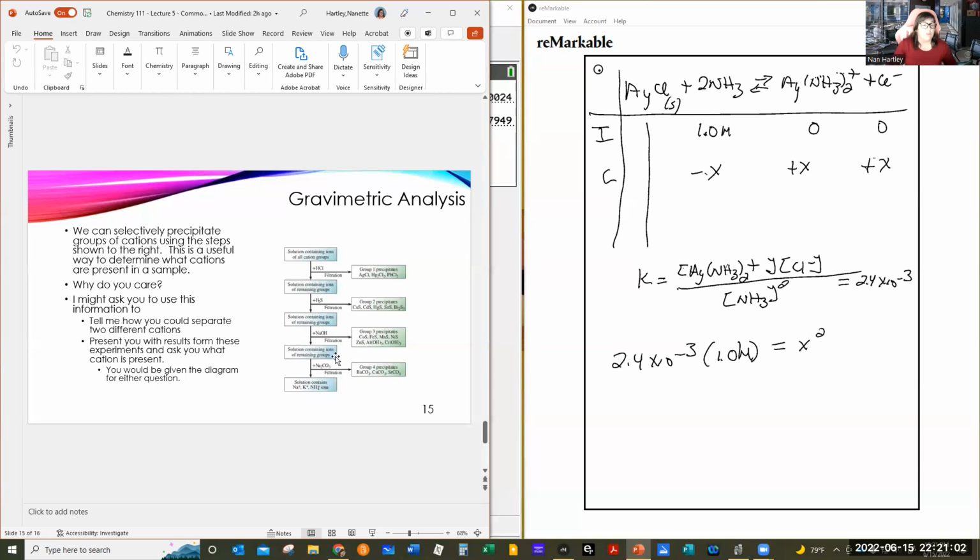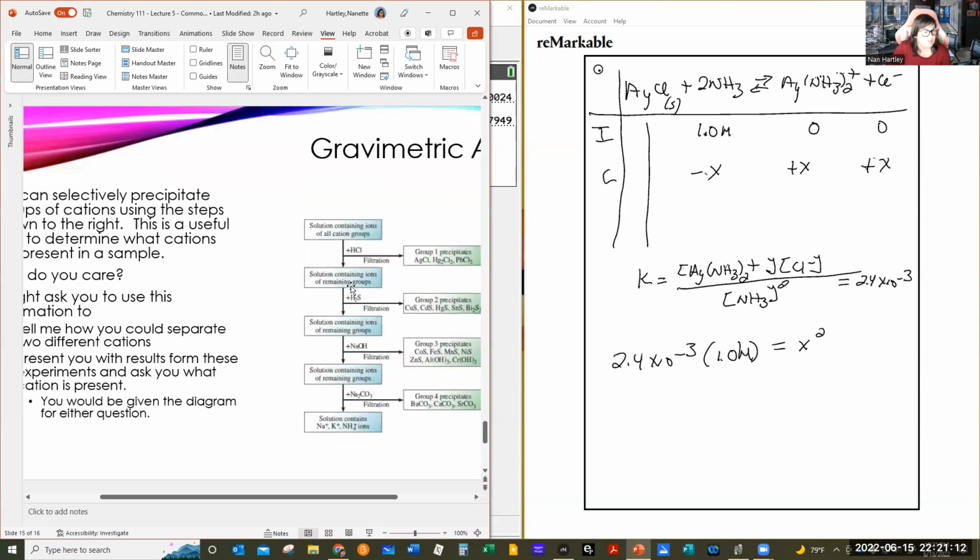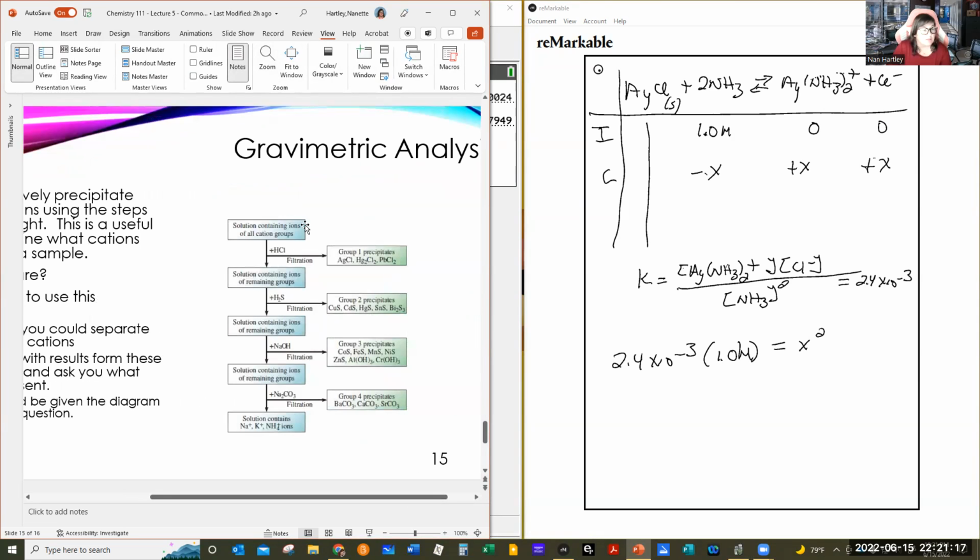All right, and what you see in this table here, and where's my view? So what you see in this nice little diagram is they say that there's a solution containing ions of all cation groups. We add HCl and we get AgCl, Hg2Cl2, and PbCl2. In my first precipitation, we filter those off. Then we have the rest of our stuff. We have H2S, and then we can get our group 2 precipitates.